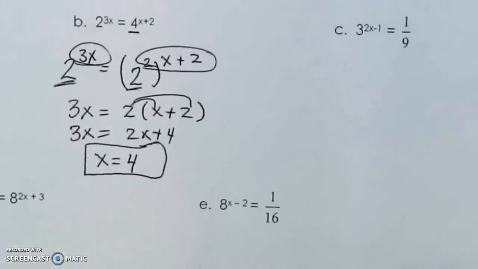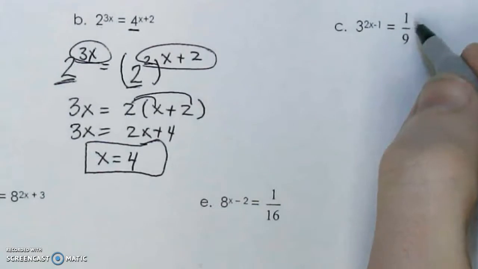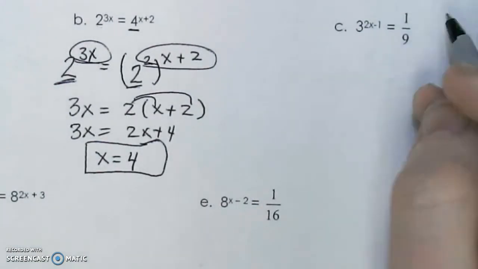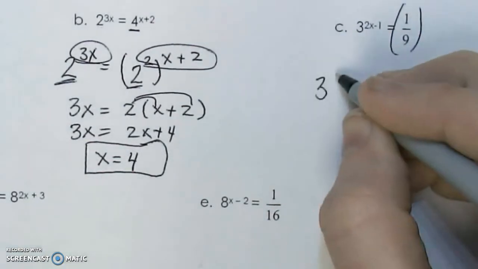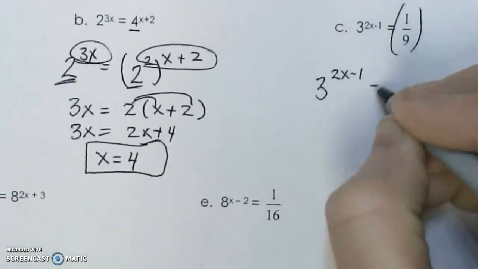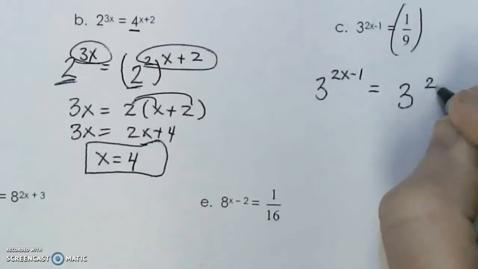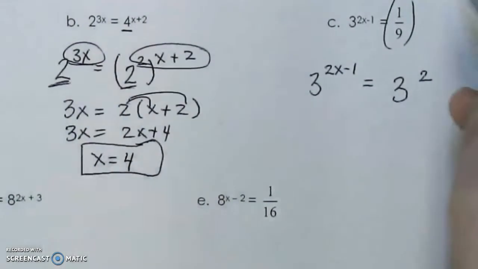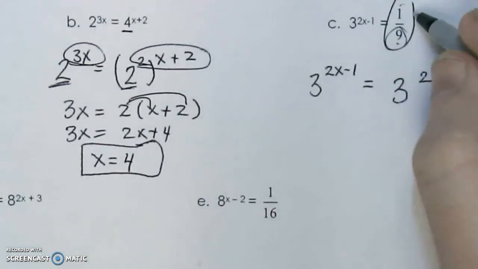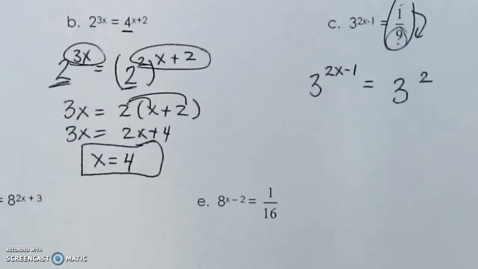On C, we are going to change 1/9 into a base of 3. So if you think about 9, 9 is 3 squared, right? So 9 is 3 squared. That'll get you 9, but I want 1/9. So how do I get 9 on the bottom? So what would we do to the exponent to get 9 on the bottom?